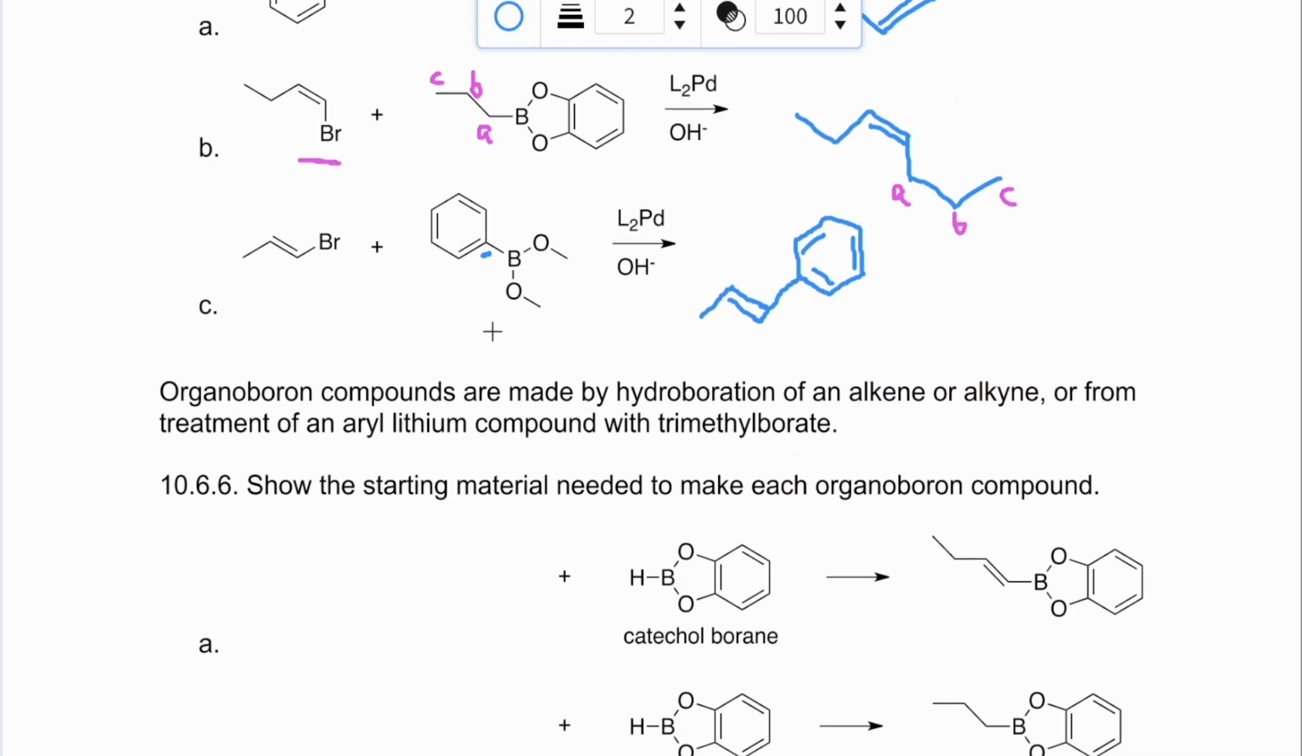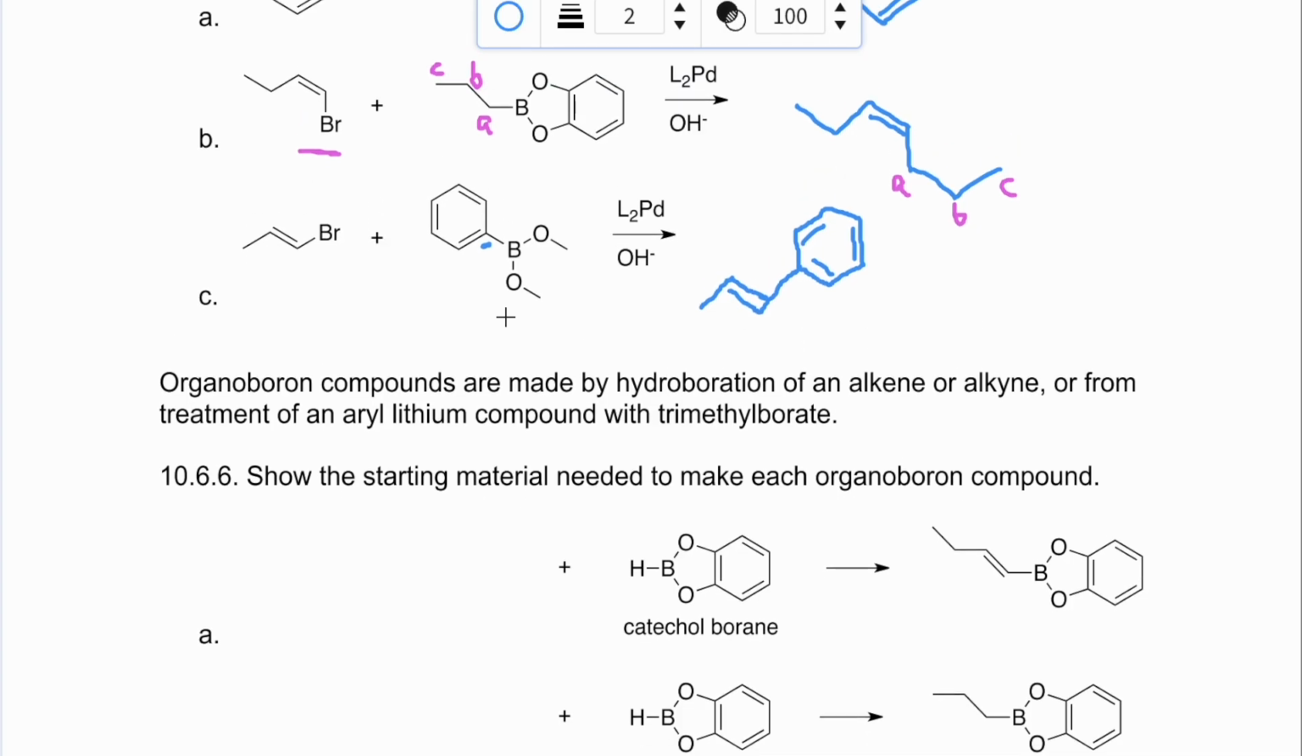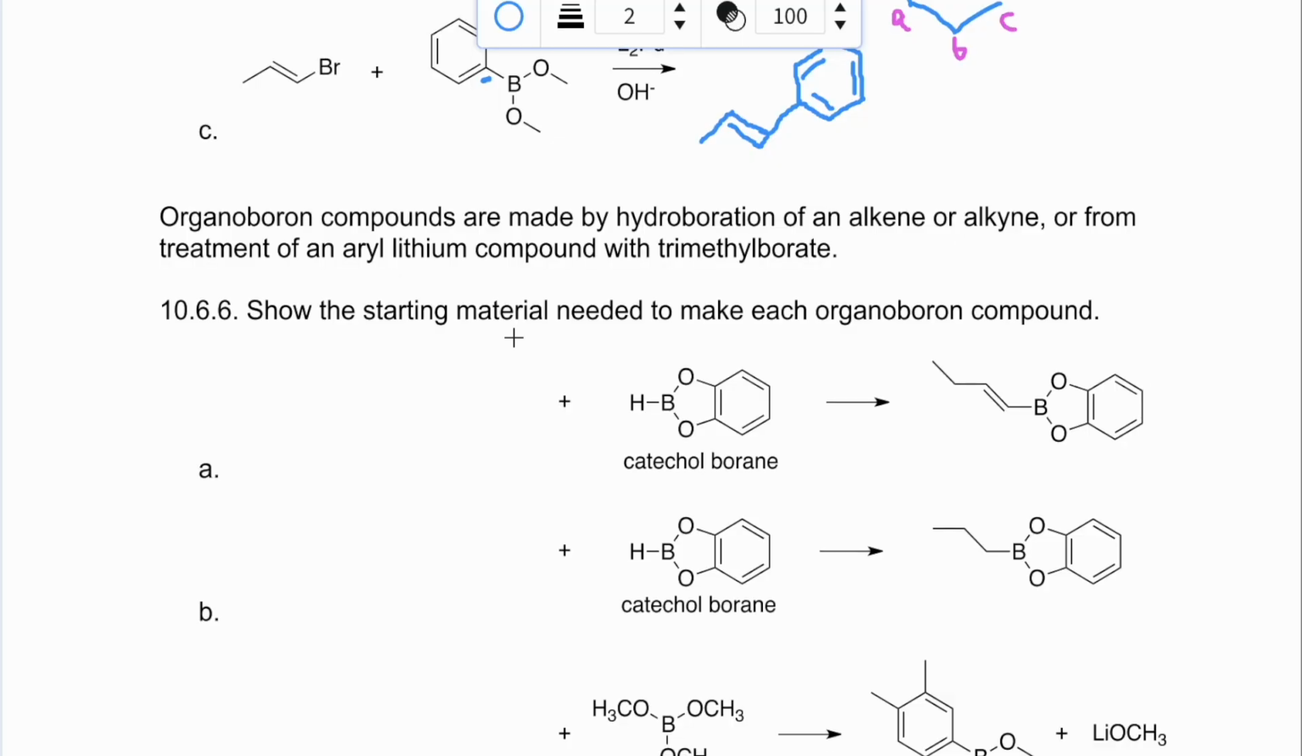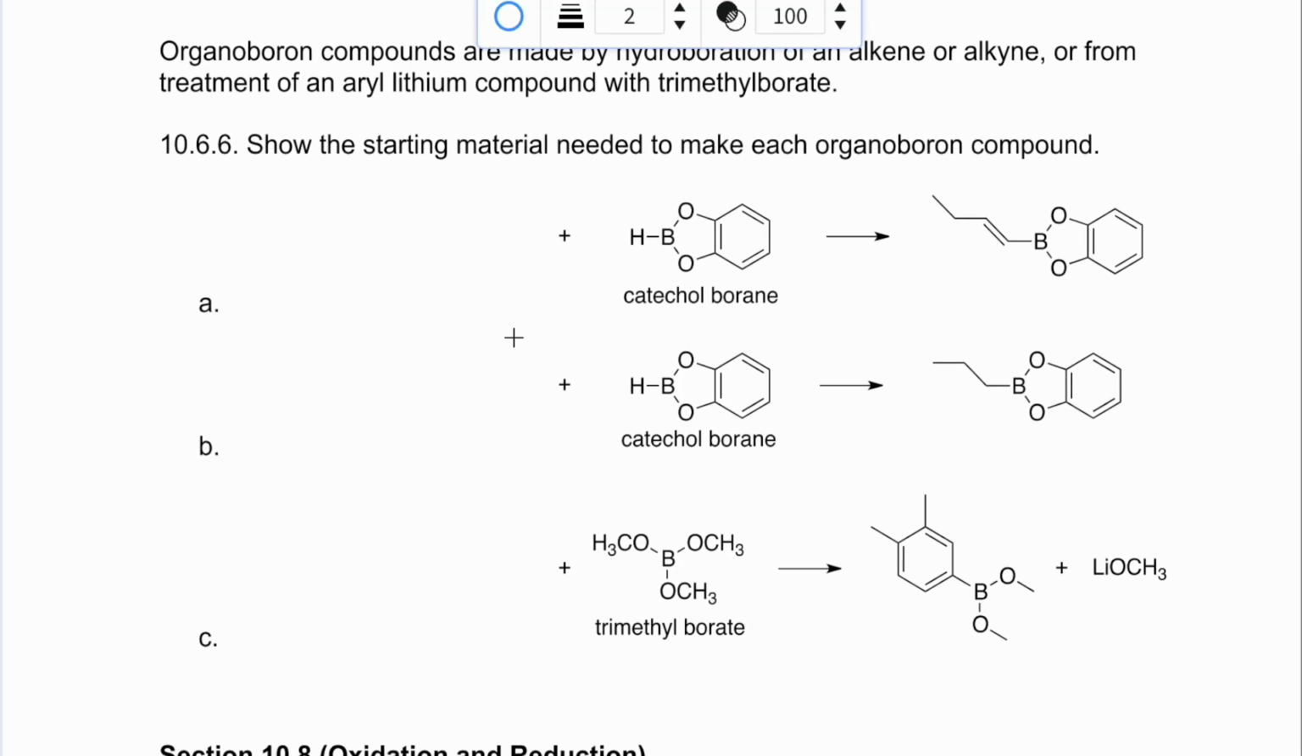So just to remind you, we've seen how to make organoboron compounds before. We used them before as intermediates in a hydroboration reaction, and then we would oxidize the boron off and give alcohol as the product. But instead of oxidizing off the boron and making an alcohol, you could use this boron reagent to do one of these Suzuki-Miyaura couplings.